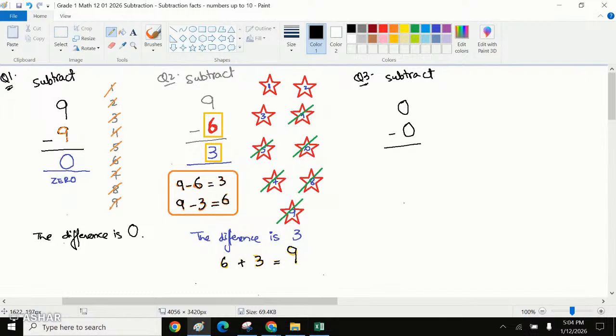So 0 minus 0 would always be equal to 0. The difference between 0 minus 0 is always 0. And we say there is no difference. We just simply write the difference is a 0. Because you had 0 and you gave away 0 out of it, right? Yes. Thank you so much.